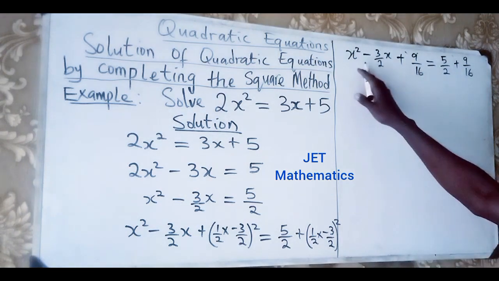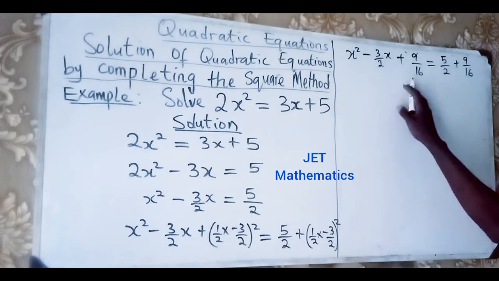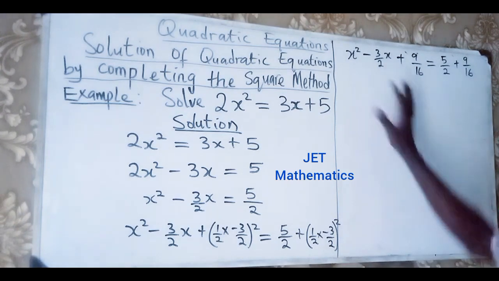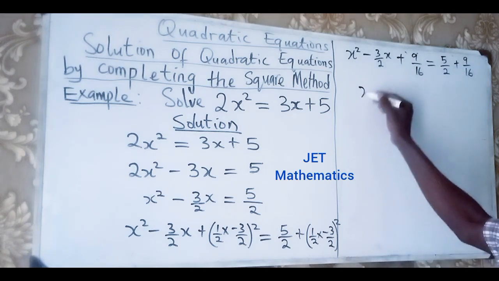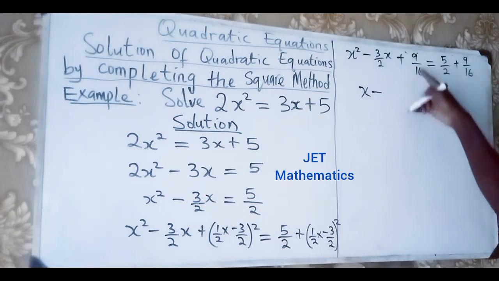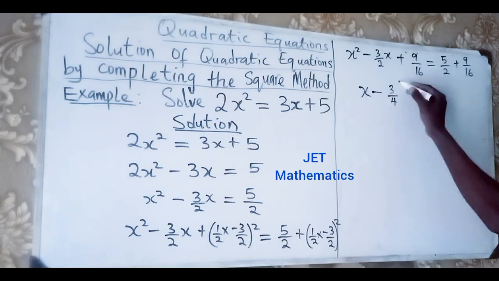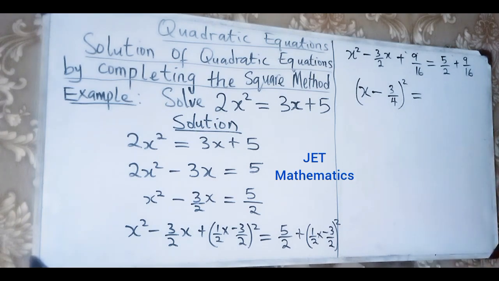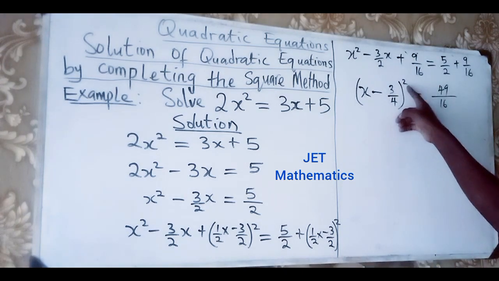So the next thing we need to do is to factorize this. Now this is a perfect square, very easy to factorize. Take x, take the sign here, and take the square root of this, which is 3/4, squared, equals... sum this, you have 16, and 16 divided by 2 is 8, in addition of fractions. 8 times 5 is 40. 40 plus 9, so you get 49/16 here.